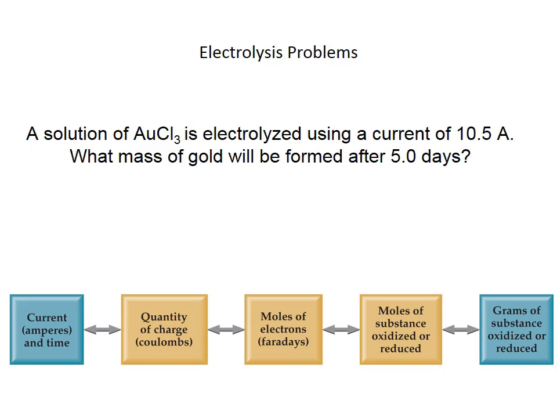So we're going to do this calculation as an example. A solution of gold ion is electrolyzed using a current of 10.5 amperes. What mass of gold, so how many grams, will be formed after 5 days of giving it this current? We're going to use this flow chart at the bottom to do this problem. Okay, so we're going to do this electrolysis problem.